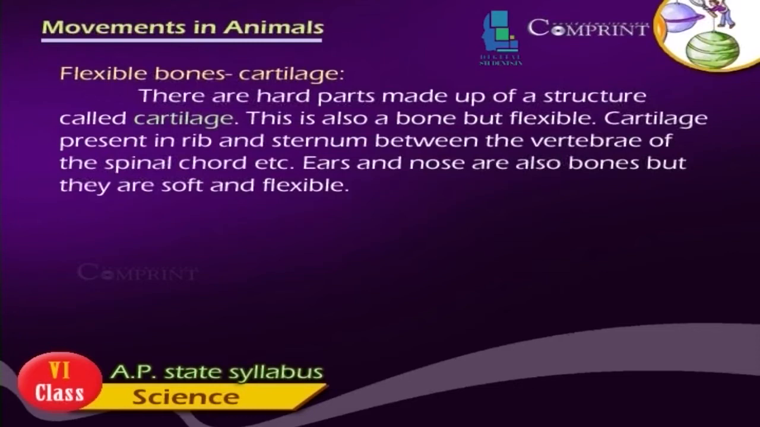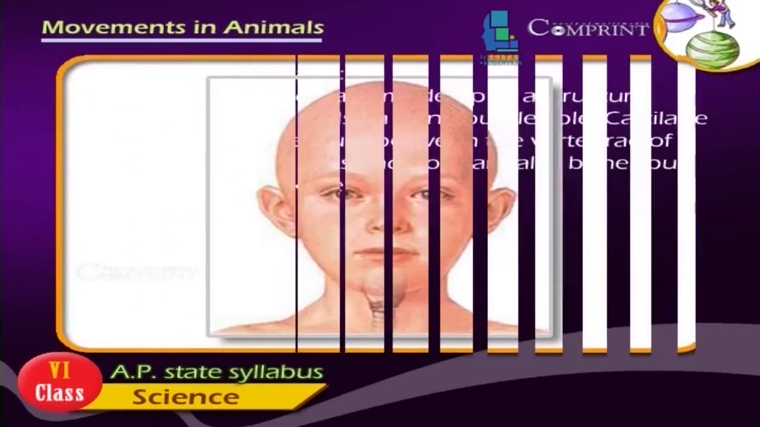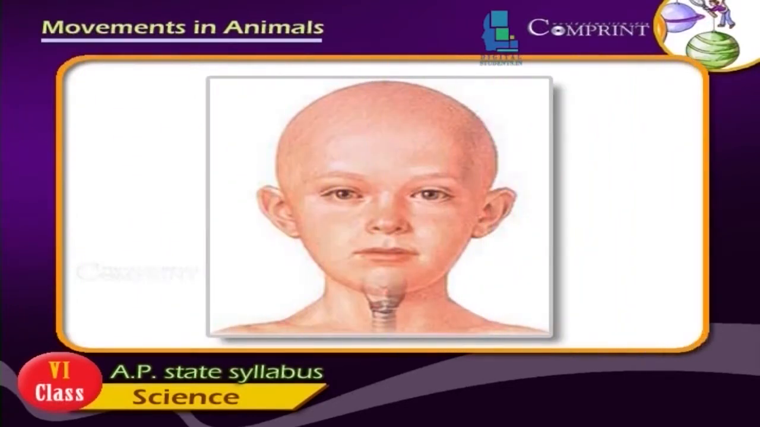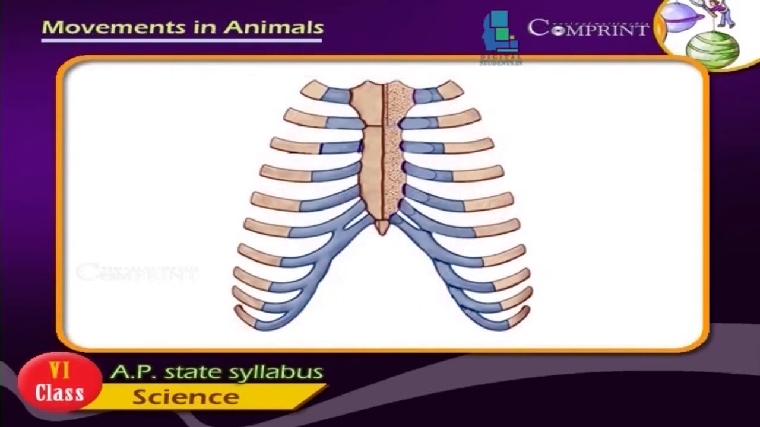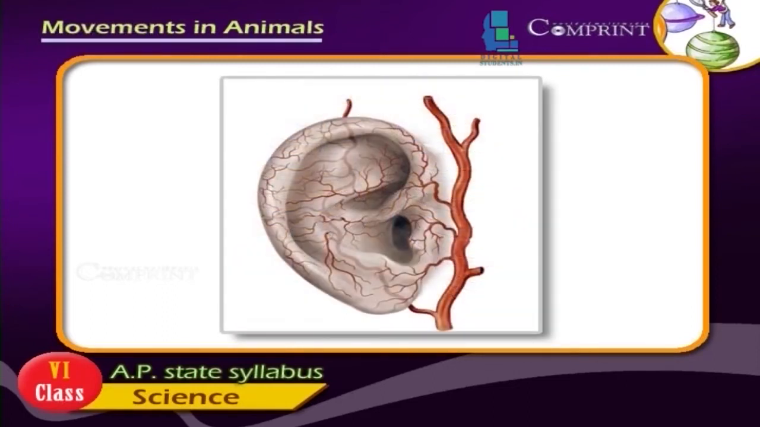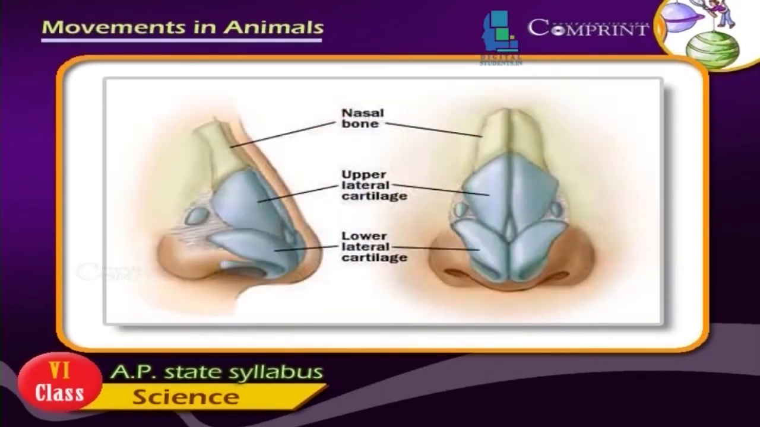Flexible bones, cartilage. There are parts made up of a structure called cartilage. This is also a bone but flexible. Cartilage is present in the rib and sternum, between the vertebrae of the spinal cord, etc. Ears and nose are also made of cartilage, soft and flexible.